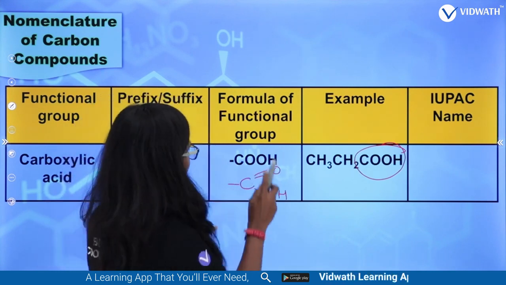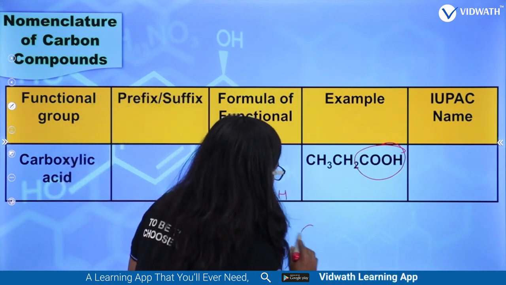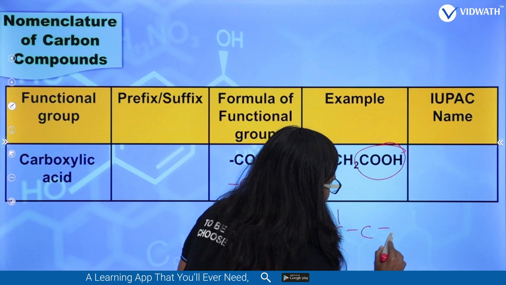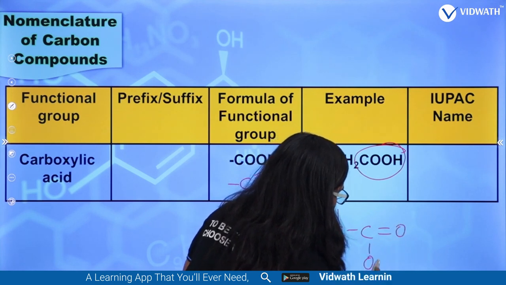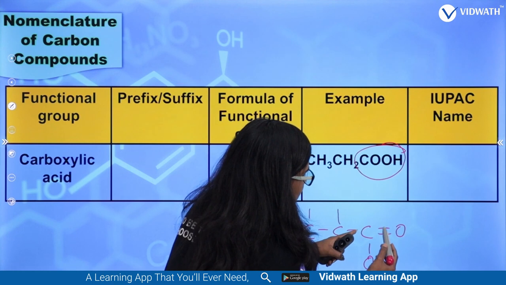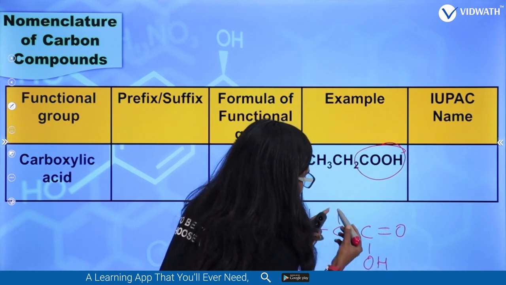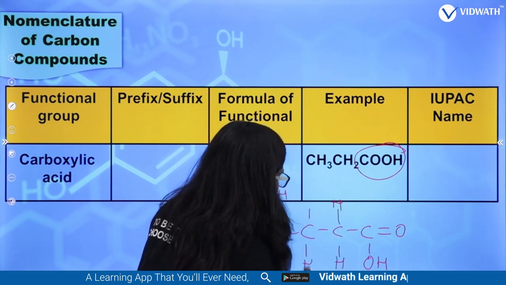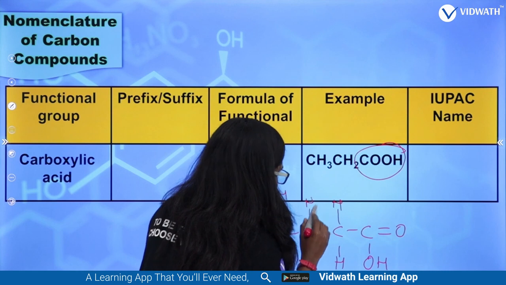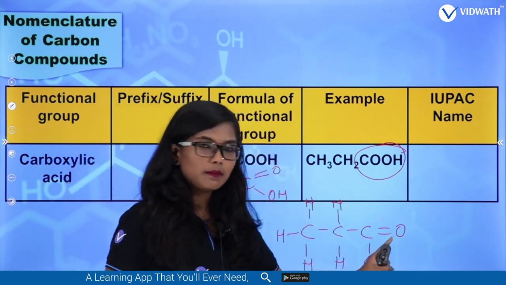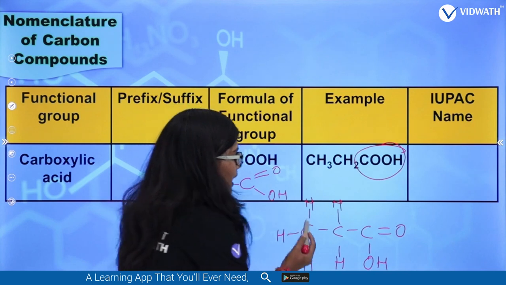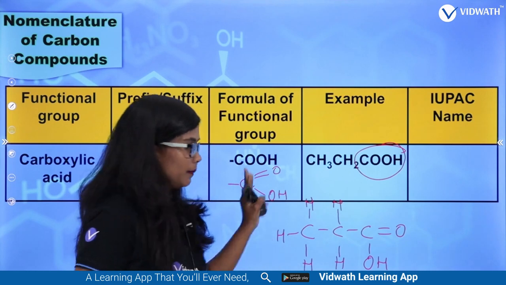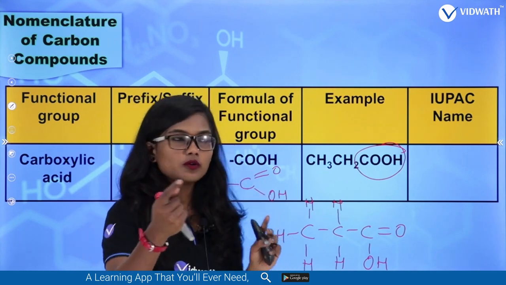If you write this, CH3, CH2 and COOH, C double bond O, OH, you can see here this carbon is satisfied with the 4 bonds, that is 1, 2, 3, 4, and this is also satisfied with 4. The remaining ones will be attached with the carbon. So, the number of carbon atoms is 1, 2, 3. If a carbon compound contains 3 carbon atoms, what do we use?